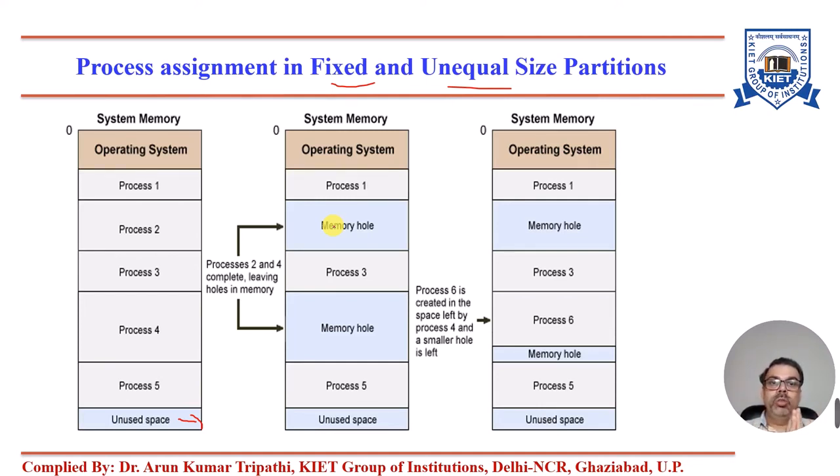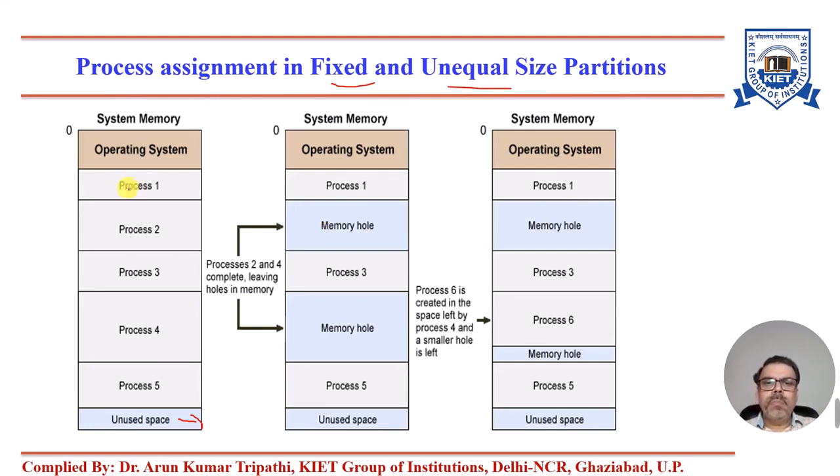Now, whenever a new process wants to enter into the memory, it will search for a sufficiently large hole. If a sufficiently large hole exists, it will be allocated to that. It may be possible that there is more than one hole that can accommodate the process. So there are some techniques by which it will choose the hole in which the process will reside. There are three techniques: first fit, best fit and worst fit. We will discuss them a little bit later in this video.